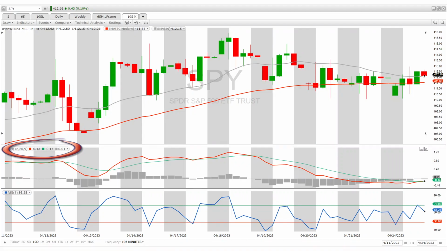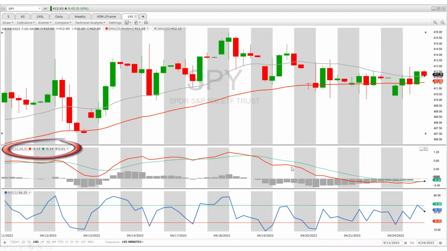Okay, you're looking at the 195-minute chart. As of this evening, we have a positive cross on the 195-minute MACD right here. See that? Negative 0.13 compared to negative 0.14 on the MACD signal line. There it is, there's your positive cross.